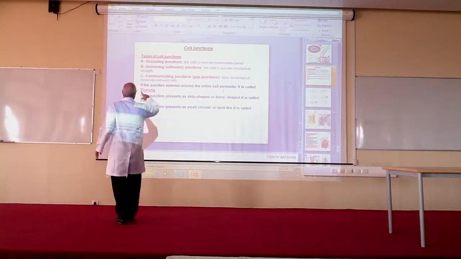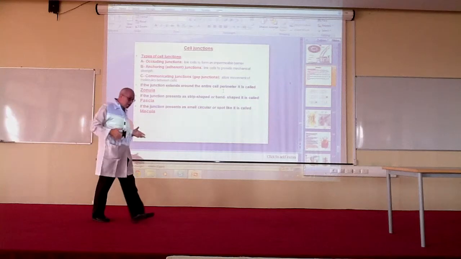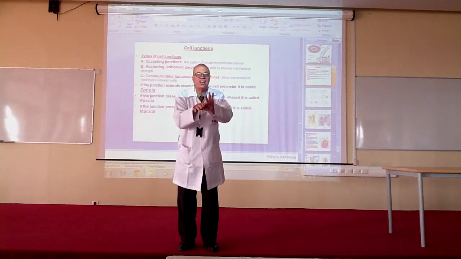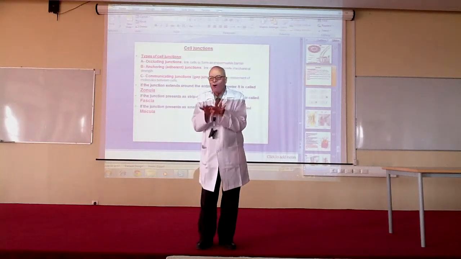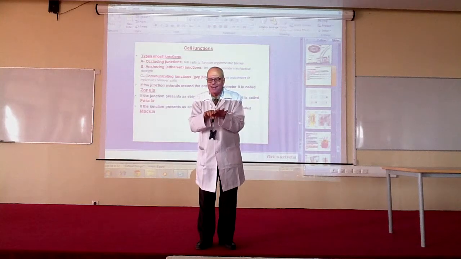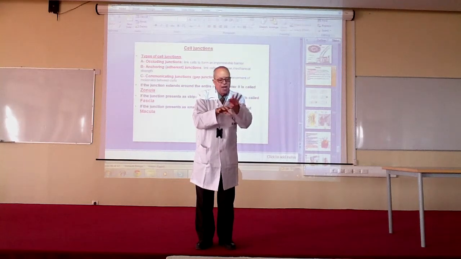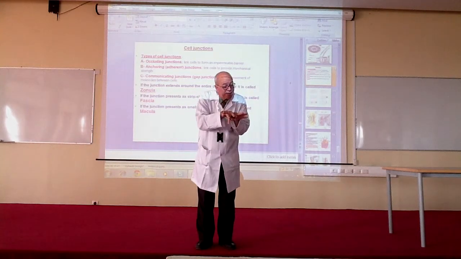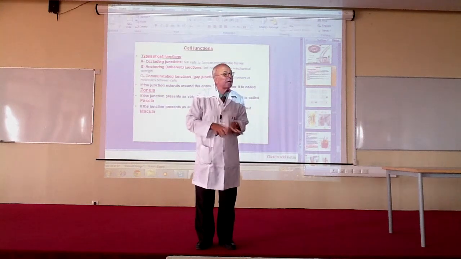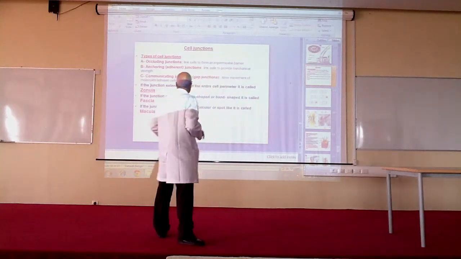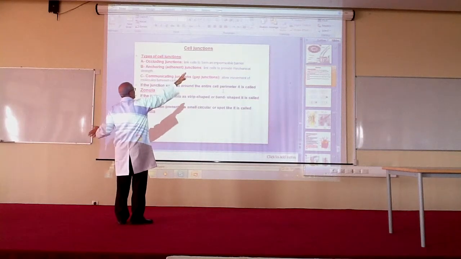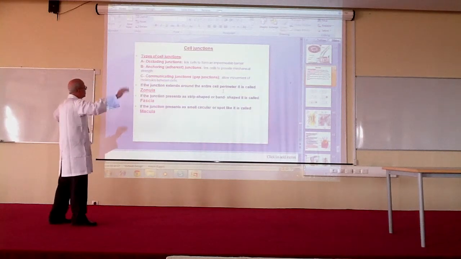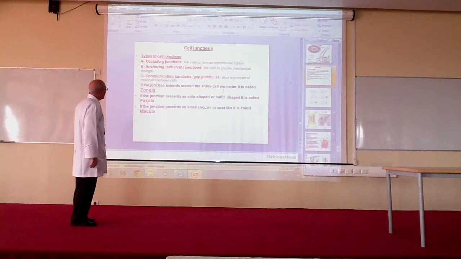Number 3, communicating junction. What do we mean by communication? Communication of the cytoplasm of adjacent cells together. Through this gap junction, small molecules, some hormones, some ions can pass from the cytoplasm of one cell to another cell. It allows movement of molecules between cells. Molecules are usually small. Molecules may be hormones, and molecules may be ions.